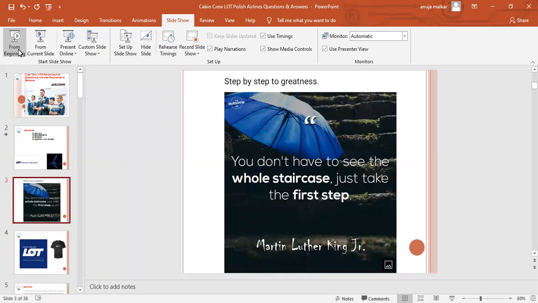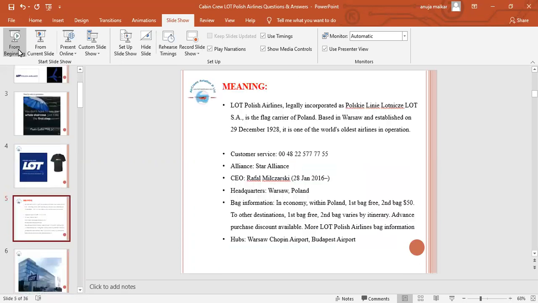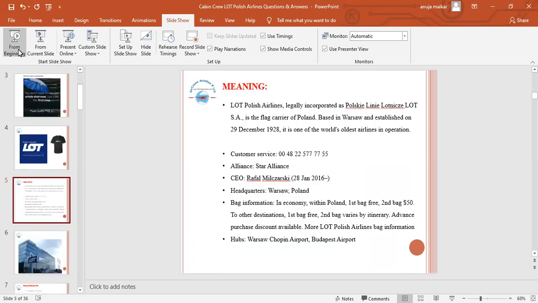You know, I have this collection of very good motivational quotes. So one of the interesting quotes is this one. So you have to at least take that first step, which will lead to success towards your dreams. Yeah. So going ahead, meaning.